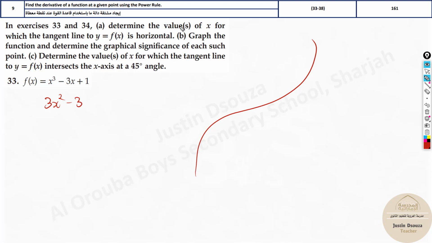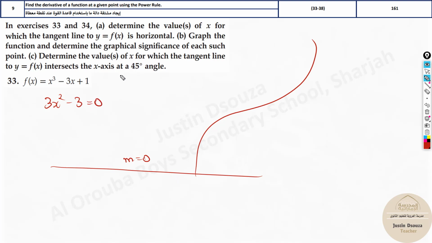Now here they have mentioned when the tangent line is horizontal. When is the tangent line horizontal? It's not the slope. When the tangent line is horizontal, the slope m is equal to 0. And when we derive this, we are getting the slope of the tangent line. So horizontal means we just have to make this equal to 0.